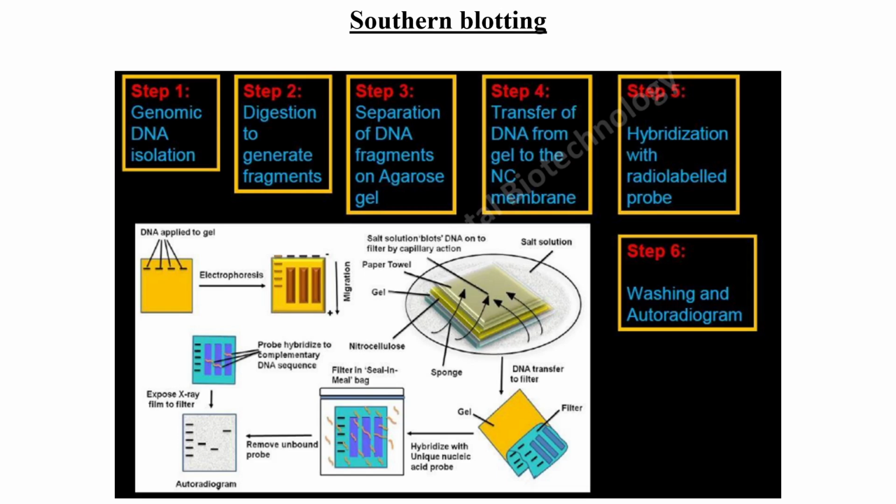So this is the schematic for southern blotting. So you can see, first is genomic DNA isolation. Obviously, if we want to check a particular gene is present or not, we need to isolate the genomic DNA first. After isolating the genomic DNA, we digest it to generate certain fragments.